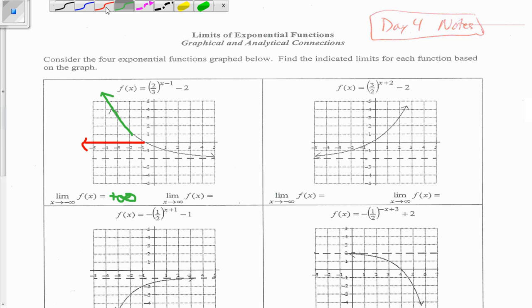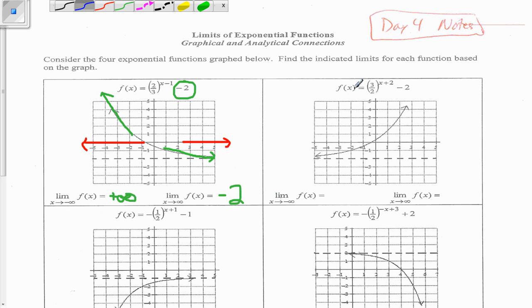Now, as we approach positive infinity, it's going to approach this asymptote, which is at -2, and we can see that the original function was translated 2 units down.